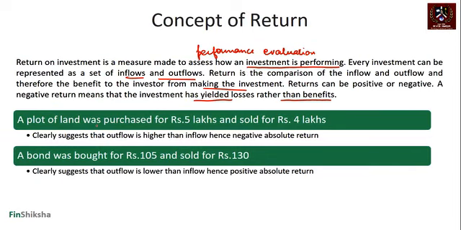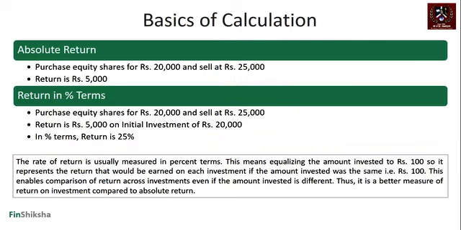Take an example. A plot of land was purchased for 5 lakhs. That's the outflow, right? And was sold for 4 lakhs. That's the inflow. If your inflow is less than the outflow, or your outflow is higher, that's a negative absolute return, right? A bond was bought for rupees 105 and sold for 130. This is the outflow. This is the inflow. Outflow is lower than inflow, and hence you have a positive absolute return. That's straightforward. We don't really need to learn this, but the reality is if total outflows are more than total inflows, you will end up making negative money, right?